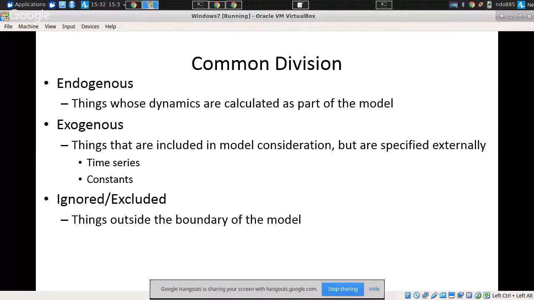Let me talk about how they're different. Exogenous factors are things we tell to the model. We pre-specify it to the model. Endogenous things are things that the model tells to us, that it generates over time.